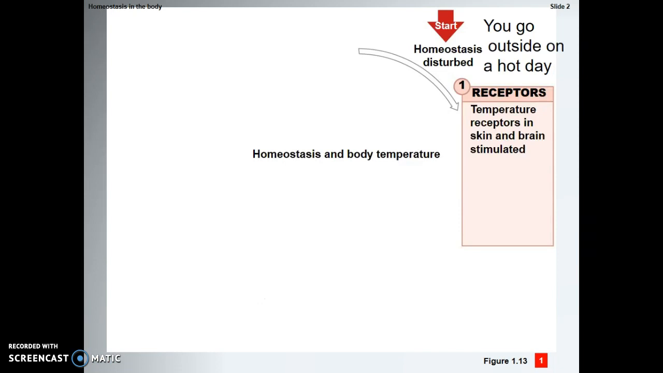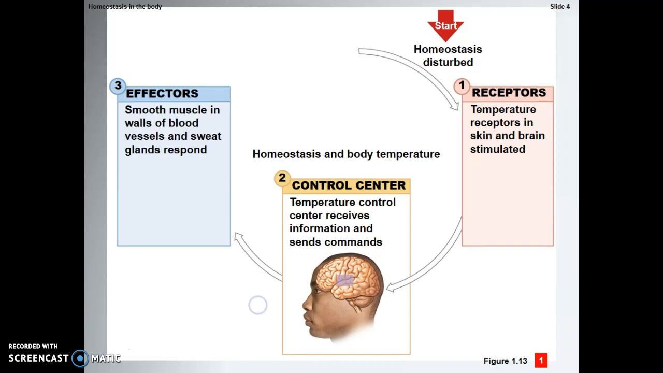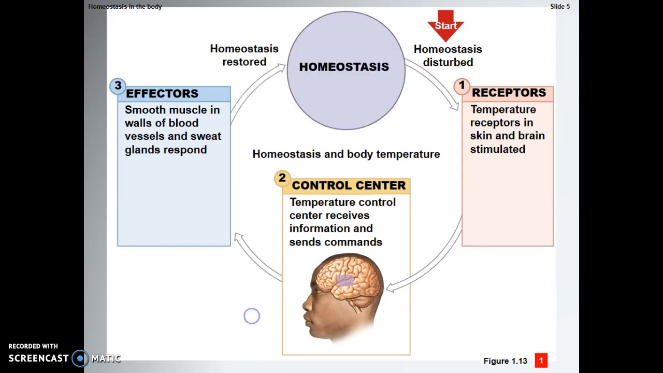So here we go. Homeostasis is disturbed, you go outside on a hot day, your temperature receptors in your skin or brain are stimulated, the control center of your brain receives information about that stimulation and sends commands to the smooth muscles in the walls of your blood vessels and sweat glands. So your blood vessels in your skin open up and more hot blood flows to the skin, allowing more evaporation as that heat reaches your skin. And sweat glands will respond by producing sweat to cool you down. Homeostasis is restored.